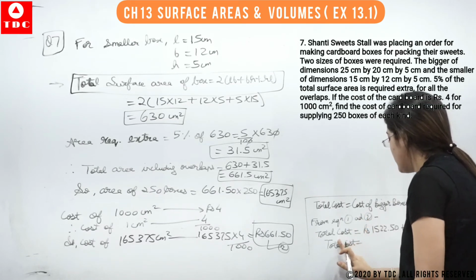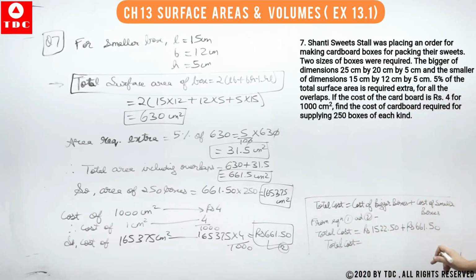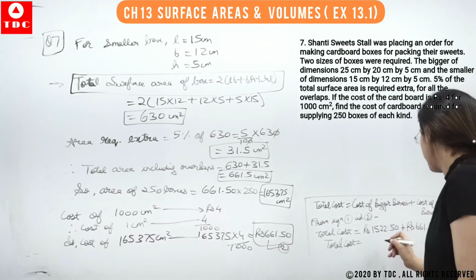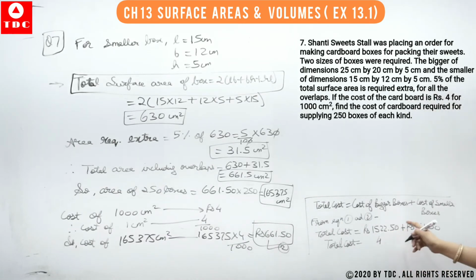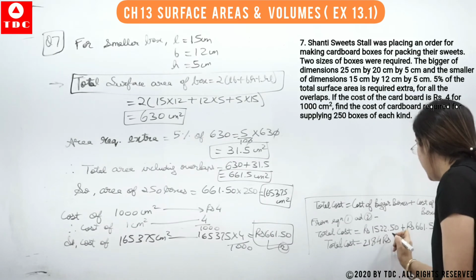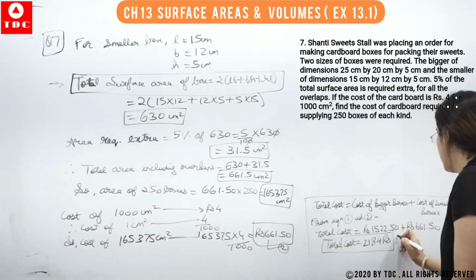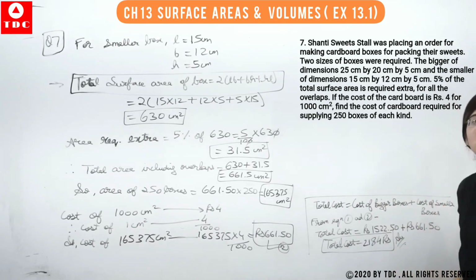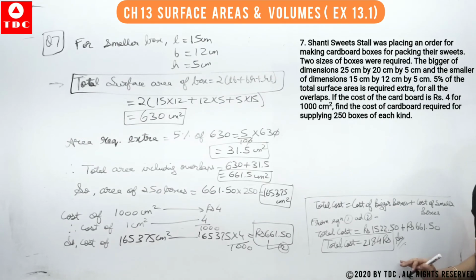Add the total cost of both the boxes, see how much will you get. This will become 0, 0, then it will become 2184 rupees. Okay, what will be the cost that the Shanti Sweet Stall will pay? It will be rupees 2184. So here it completes your question number 7. It was so lengthy, it can come in 4 or 5 marks, but it's not tough. You have to just do the calculations correctly.